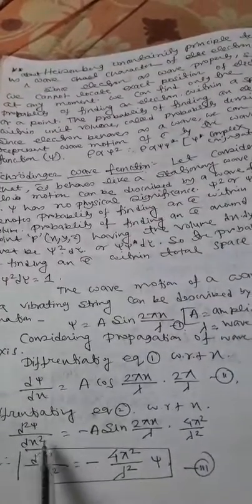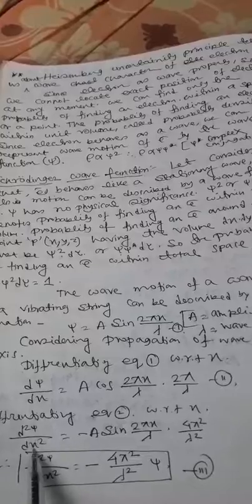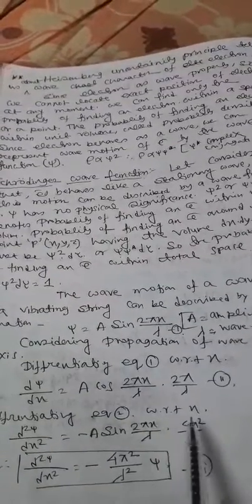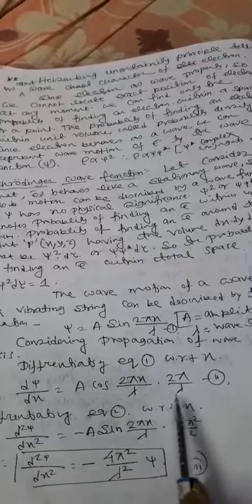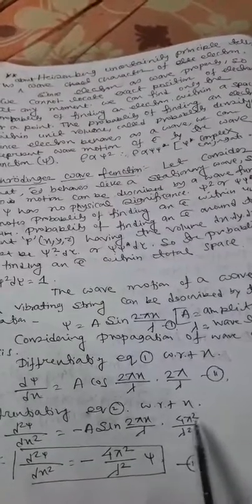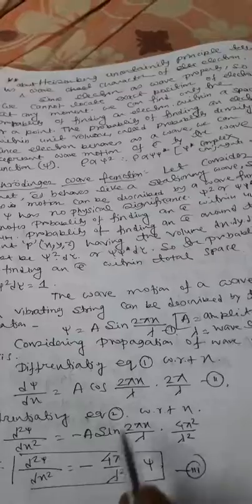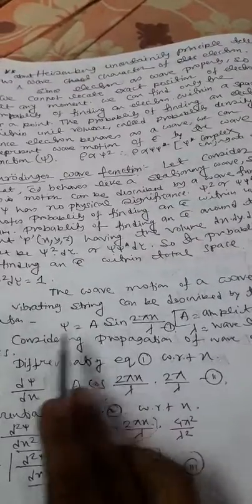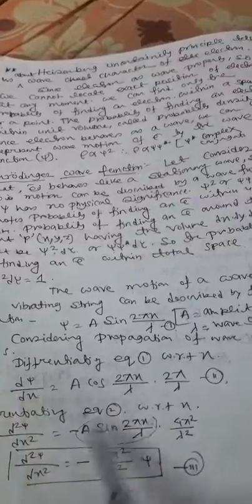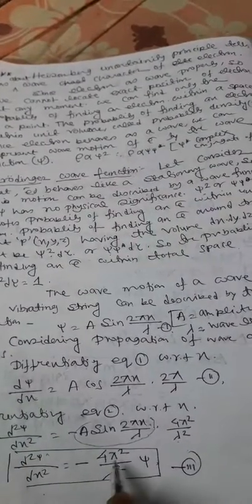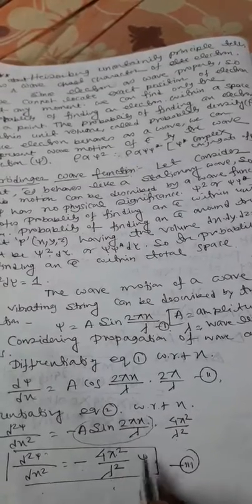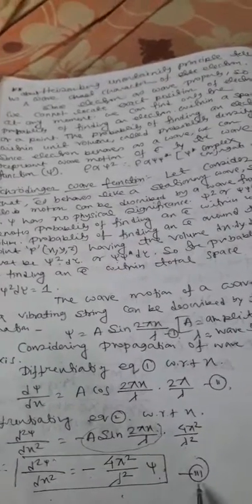Now from this, we can get d2 psi dx2 is equal to minus a sin 2 pi x by lambda, which is equal to minus 4 pi square by lambda square, because 2 pi by lambda, another 2 pi by lambda is there, so that means 4 pi square by lambda square. Now this a sin 2 pi x by lambda from equation 1 means psi, so that means d2 psi dx2 is equal to minus 4 pi square by lambda square into psi. Now this is equation number 3.